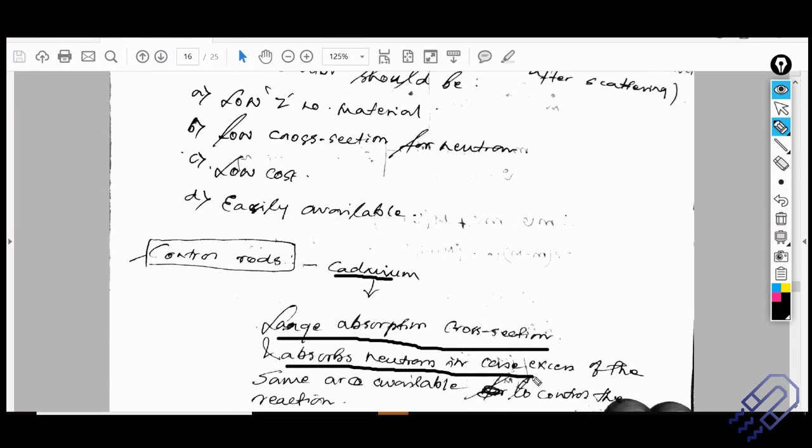If there are excess neutrons, which will happen in any of the fission reactions, either 2 neutrons or 3 neutrons come out. So if there are 3 neutrons or 2 neutrons, you need to grab 1 or 2 neutrons out of those so that the reaction does not move ahead. So we use cadmium, and it has got a large absorption cross section. That's the technical word. It absorbs neutrons in case an excess of them are available, to control the reaction.